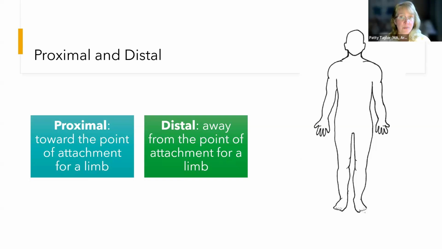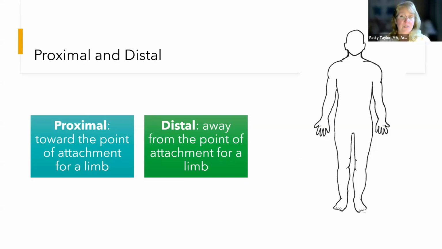If you're thinking arms and legs, proximal and superior are interchangeable. Distal and inferior are interchangeable. Let's do an example. So the shoulder is superior to the elbow. That means it's above the elbow. You can substitute the term proximal. The shoulder is proximal to the elbow. That means the shoulder is closer to the point of attachment than the elbow.